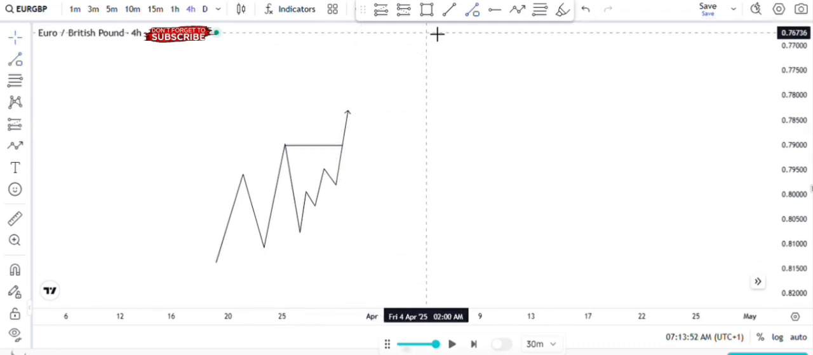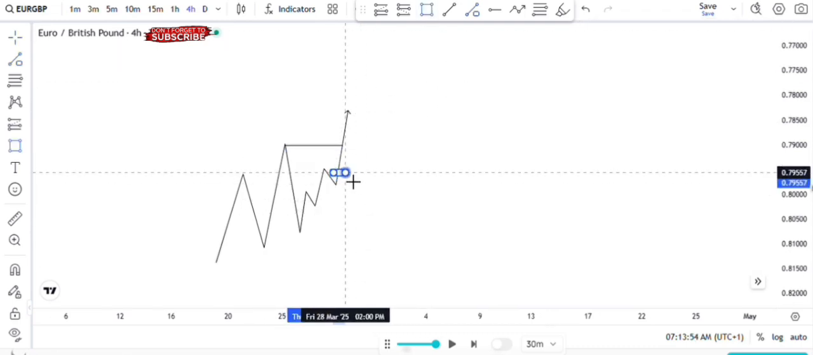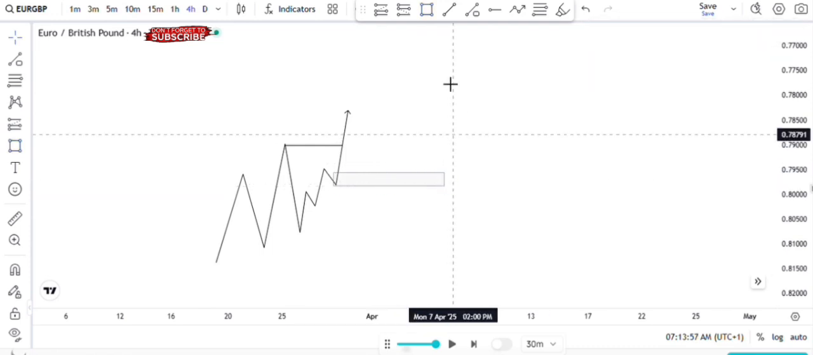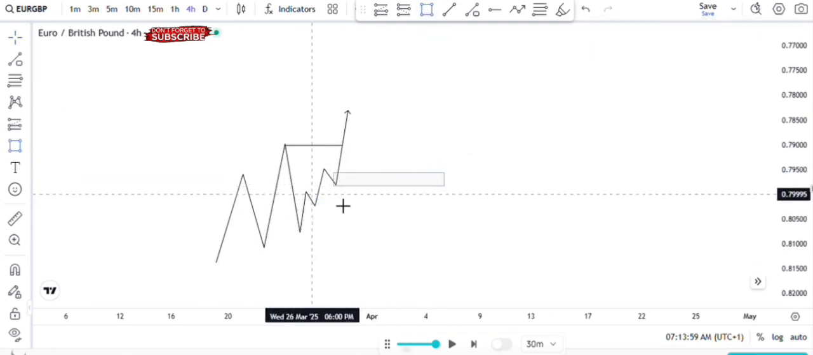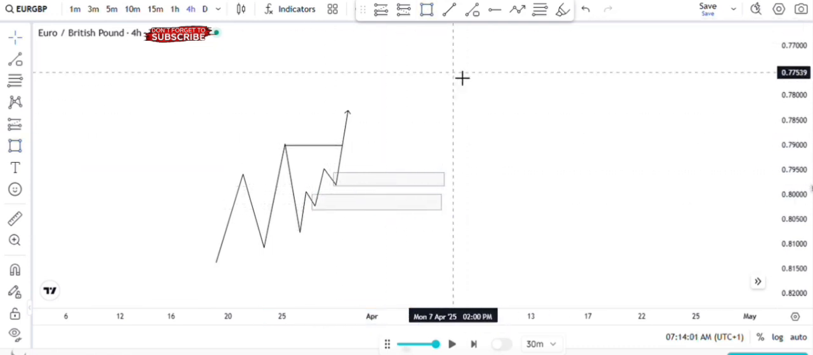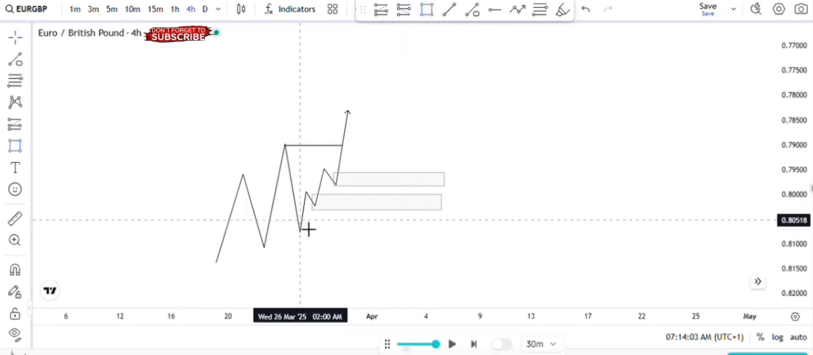So in some scenarios, an order block might form right here, and also right here, and also right here.